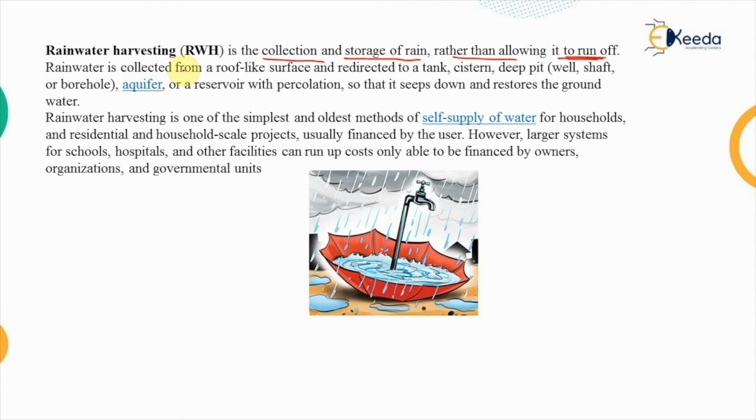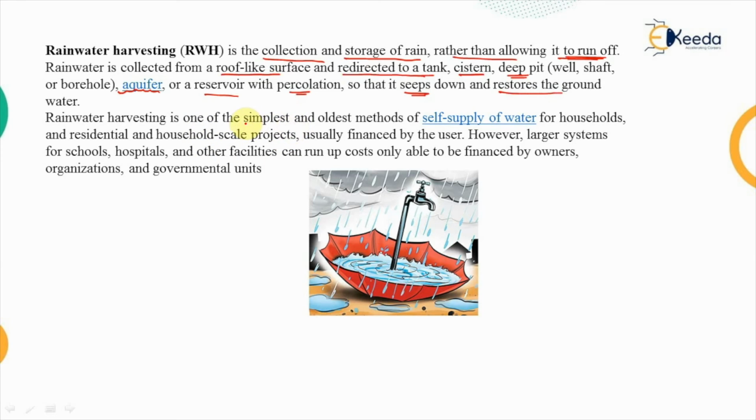This rainwater is collected from a roof-like surface and then redirected to a tank, which then passes through a cistern and is stored in a deep pit. Or if it is allowed naturally, it may be stored in the aquifer or a reservoir, which allows the water to percolate. This water seeping down restores the groundwater, which is also known as recharging the water level below the ground.